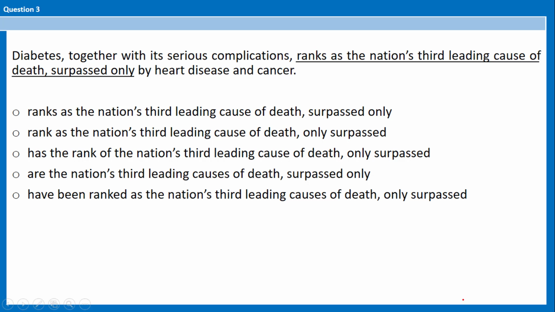Question number 3. Remember that we need to focus on the subject and the verb, okay?